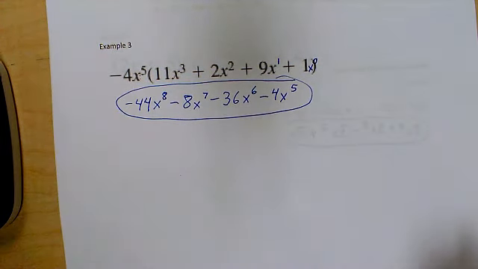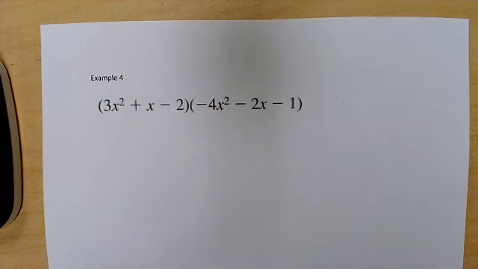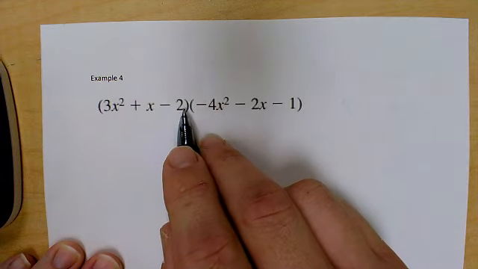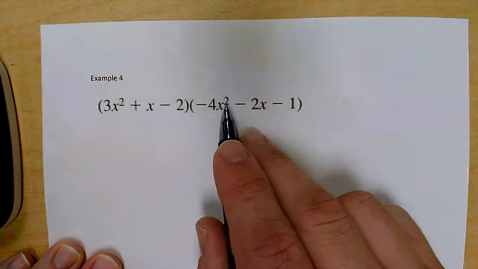Pretty straightforward problem so far. Nice thing is, really no work to show here. So where this amps up is right here. I've actually got to distribute 2 times. So I'm going to distribute 3x squared, x, and negative 2 into this.